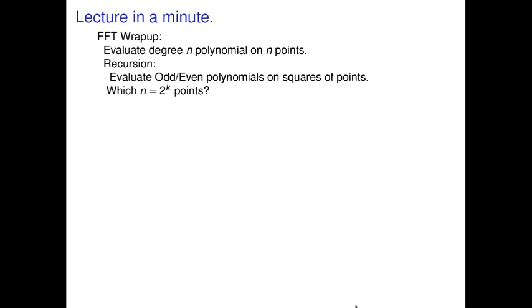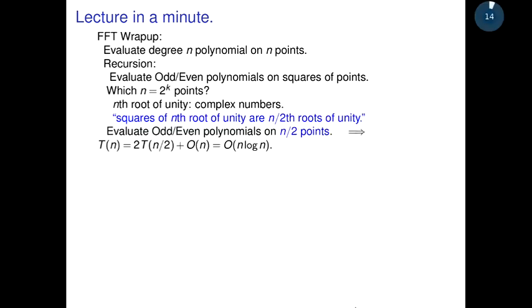The way we do it is we split the polynomial into two polynomials, the odd coefficients and the even coefficients. We evaluate those two polynomials on the squares of the points. And which points do we use? We use the nth roots of unity. These have this remarkable property that the squares of the nth roots of unity are the n over 2th roots of unity.